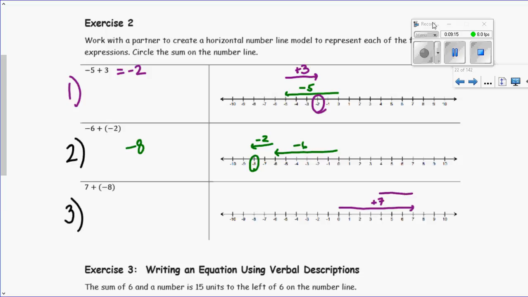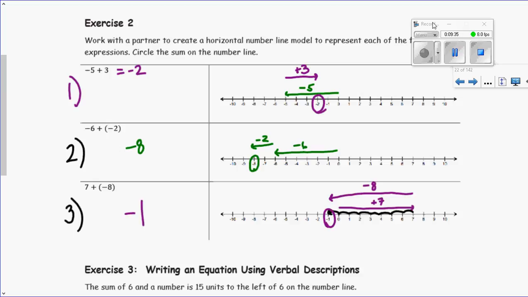1, 2, 3, 4, 5, 6, 7, 8. If you have to, feel free to go like this with your pencil. 1, 2, 3, 4, 5, 6, 7, 8. Don't guess. Okay, so make sure that you've got it in the right place. Okay, and the answer there is -1.